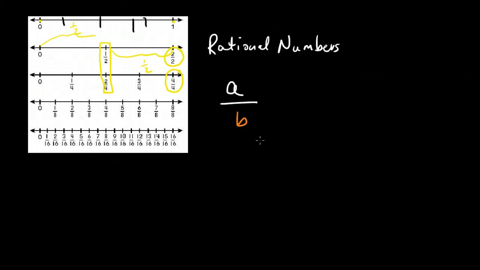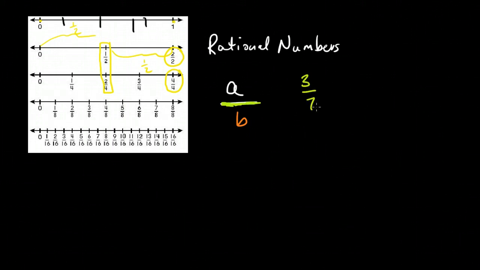But we can also cut them in thirds. We can cut them in fifths. We can cut them all kinds of different ways. These numbers that we represent, let's write it this way. These numbers, fractions, are called rational numbers. And a rational number is any number that can be written as a number over another number. A over B is a rational number. Any number over another number is said to be a rational number.